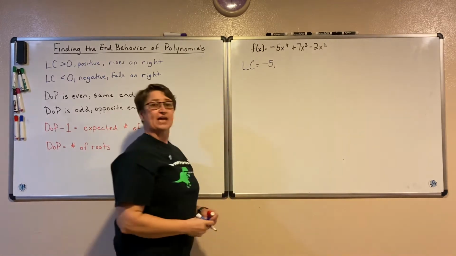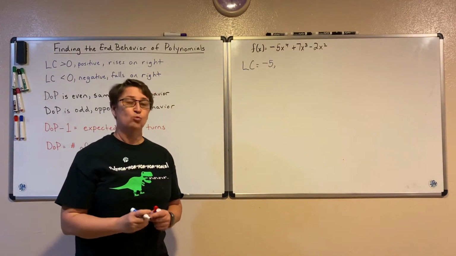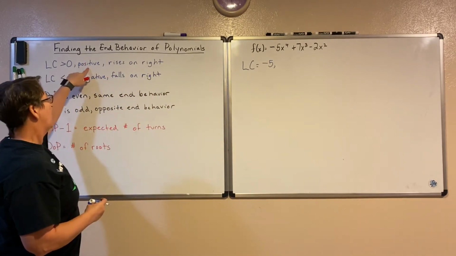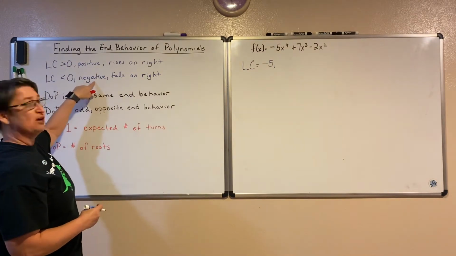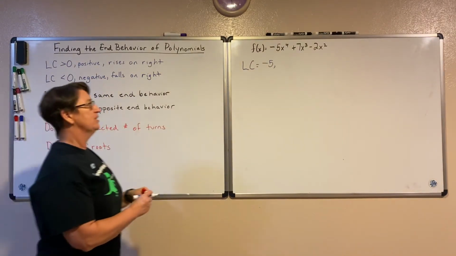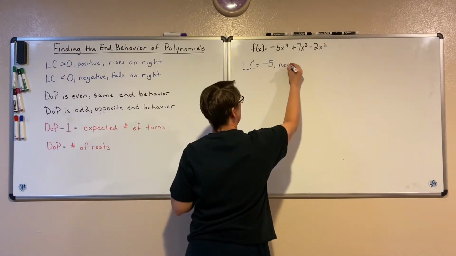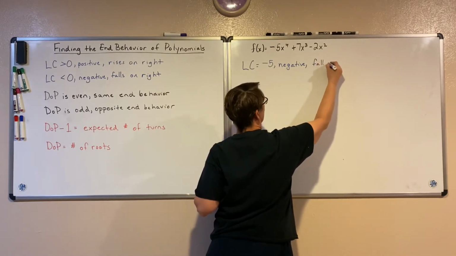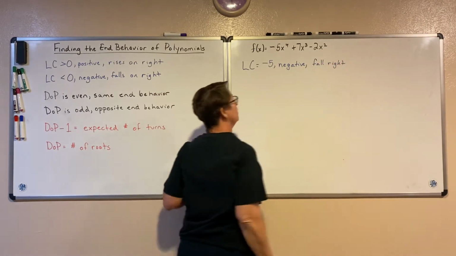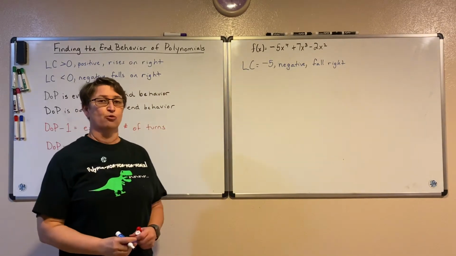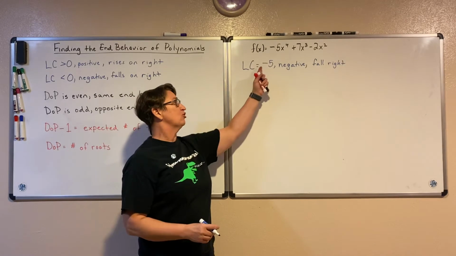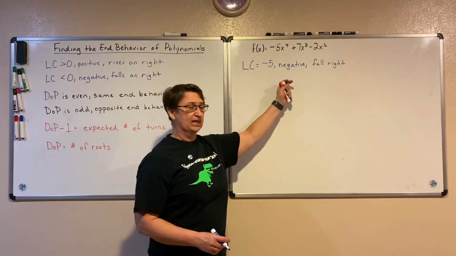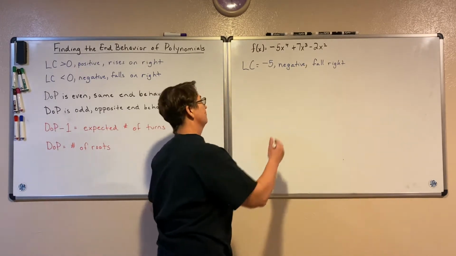Notice that -5. What do we care about? What helps us determine what's happening on the right? What we care about is whether it's positive or negative. So I'm going to tell my reader that it is a negative leading coefficient, and because it is negative, it's going to fall on the right. My students know that when explaining what's happening on the right, what's important is that the leading coefficient of -5 is negative, and this negativity tells me that it falls right.